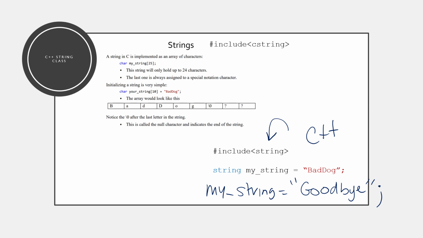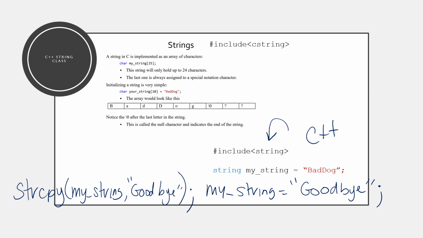If you wanted to do it in C, you would have to say string copy into my string the word goodbye. So you can't do direct assignment in C; you have to do string copy. Now this would work because it's called your string or my string. My string is 25. That's fine. This will work because it's large enough. If I were to put your string here, it would just replace bad dog with goodbye, and that would also work because the size is 10.